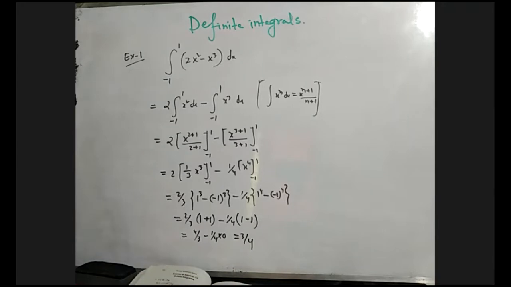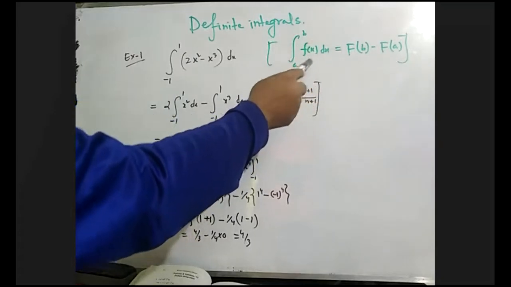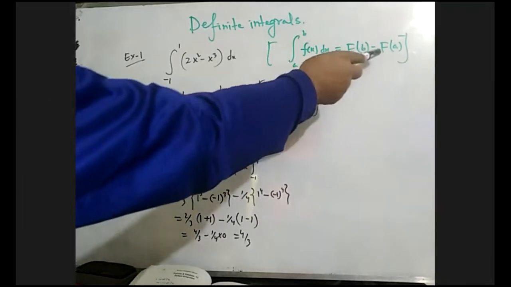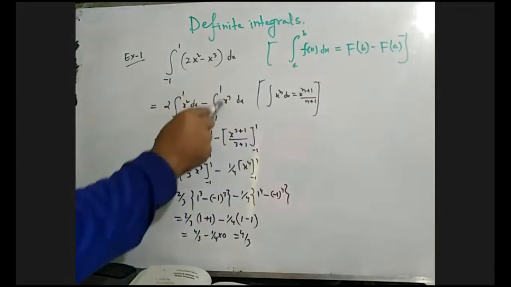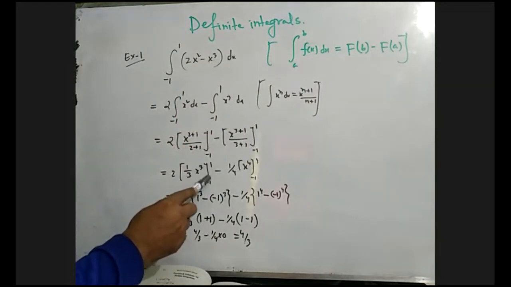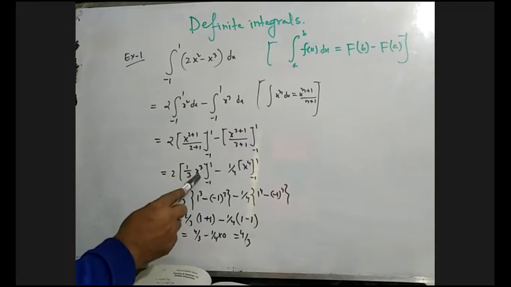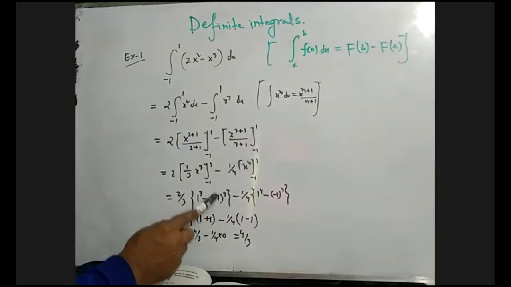Actually, we got a definite value. This is why it is called a definite integral. But we have to remember the main definition of the definite integral: the integral from a to b of f of x dx equals F of b minus F of a. That means F of the upper limit minus F of the lower limit. So after completing the integration, we put the upper limit value 1 in place of x, minus, then the lower limit, which is minus 1.